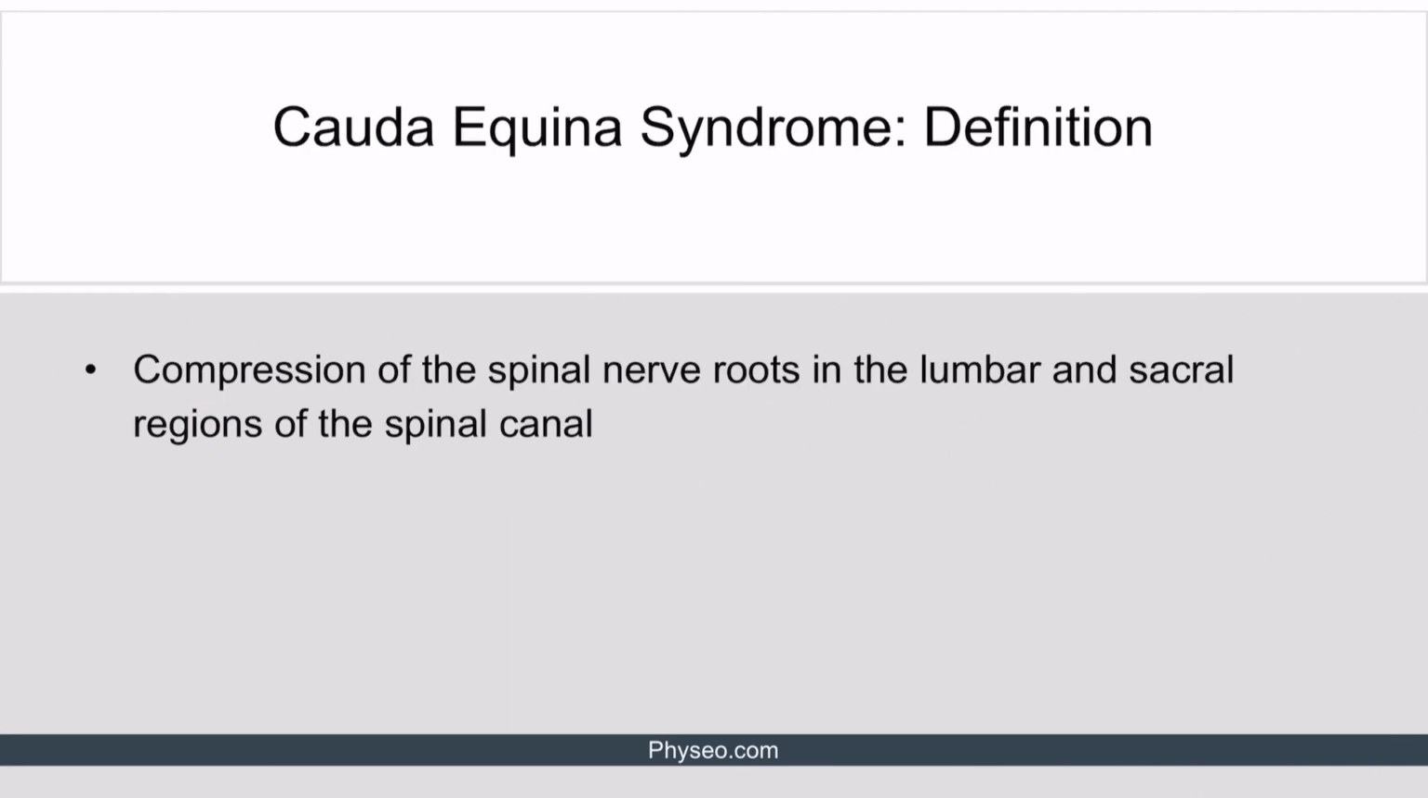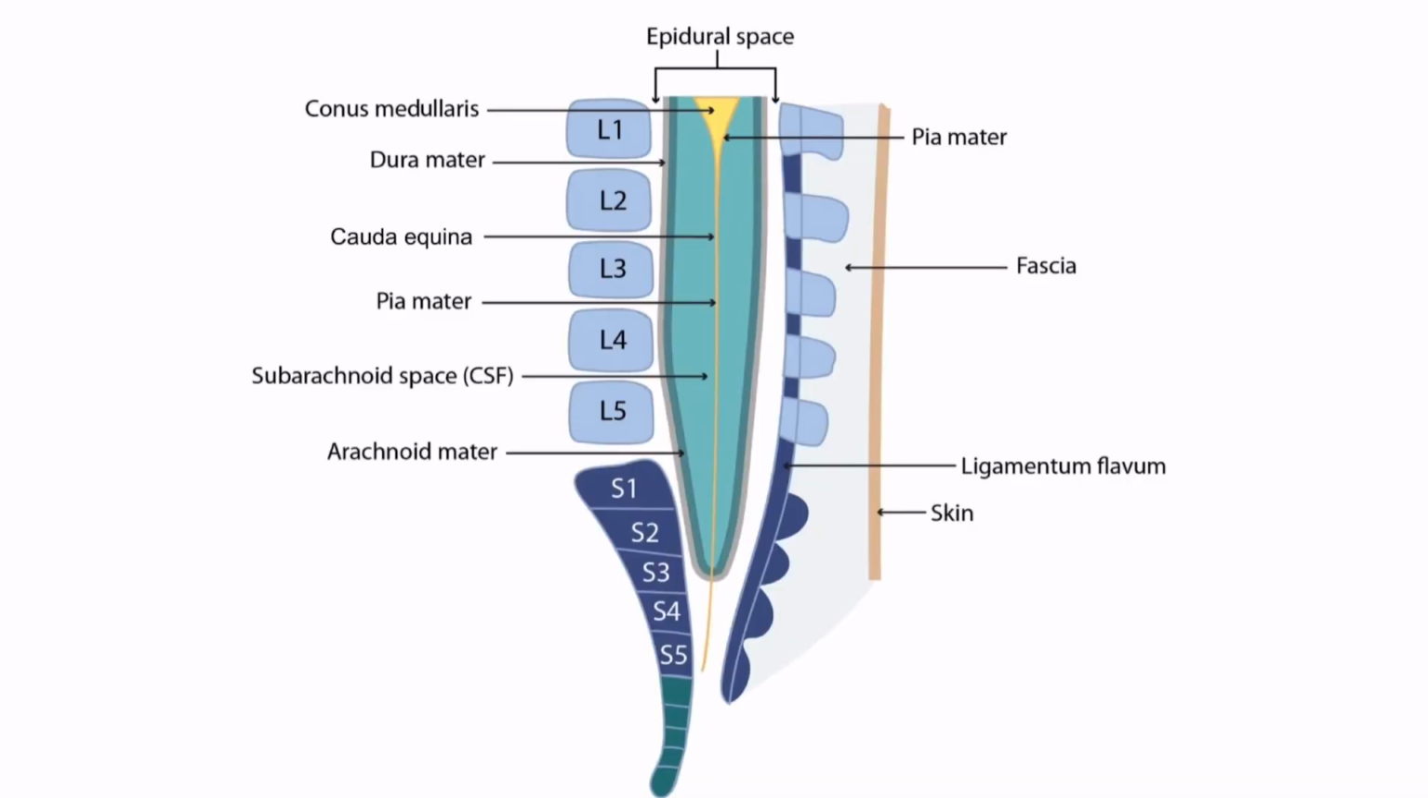Cauda Equina syndrome is defined as the compression of spinal nerve roots in the lumbar and sacral regions of the spinal canal. Let's take a look at this illustration. We can see here the spinal canal. Please note the Cauda Equina. It is composed of spinal nerve roots in the lumbar and sacral regions of the spinal canal.